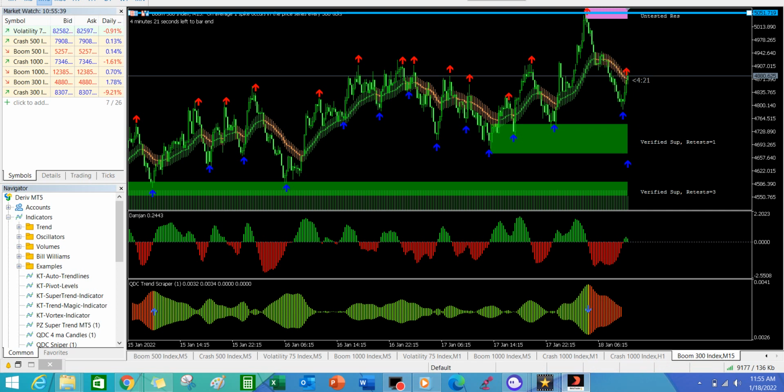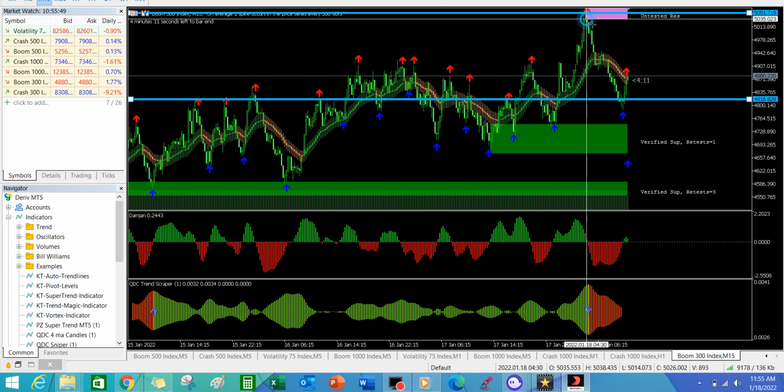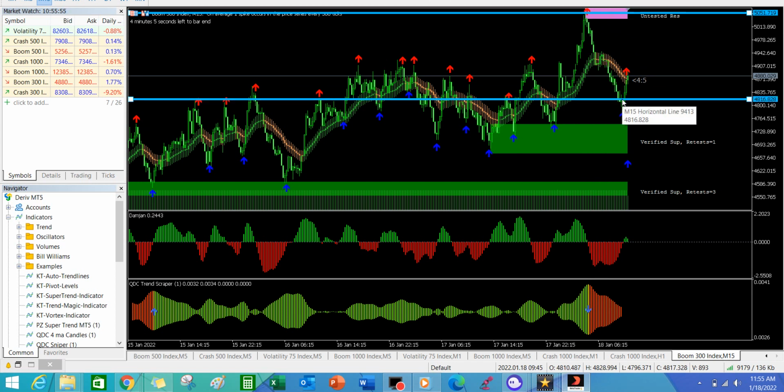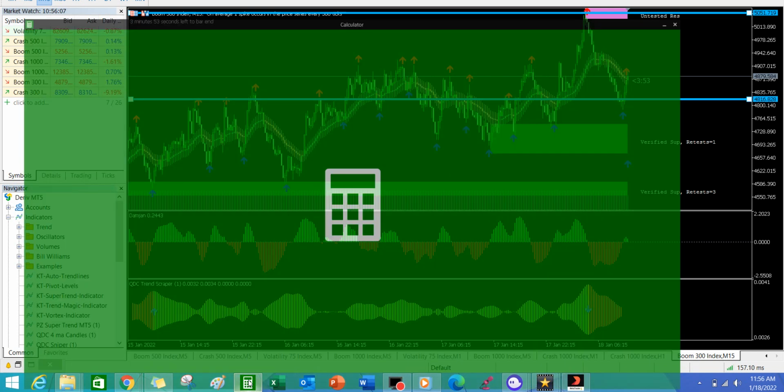You can imagine you coming in right here and closing your trade at this particular point is a lot of profit for you, because this is 15-minute time frame, and all the candles here are 15-minute candles. So that is about 21 candles. You can do the calculation. 21 times 15 will give you the number of minutes used already within this market, no matter how short it is.